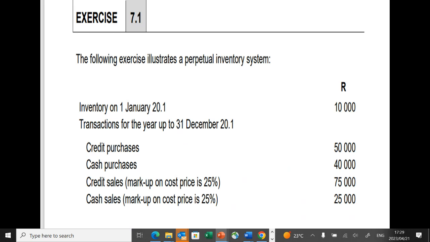Then for you to get the cost price, because it's necessary when we are dealing with the perpetual inventory system, at the point of sale we also need to transfer the cost price of the goods that have been sold to where?